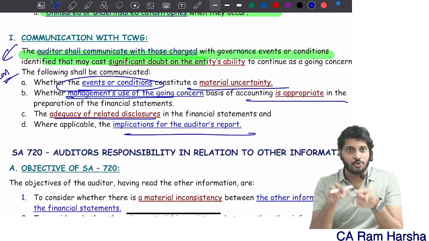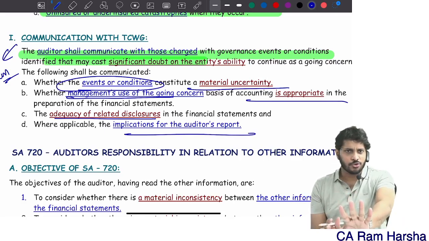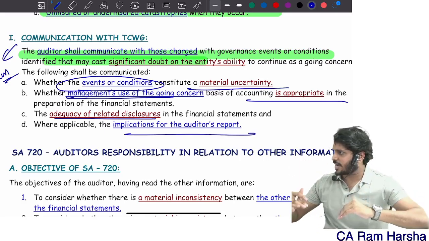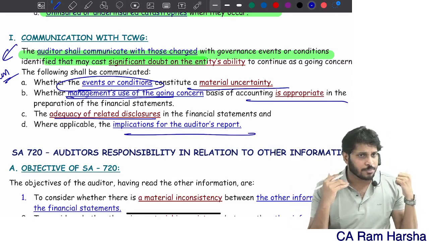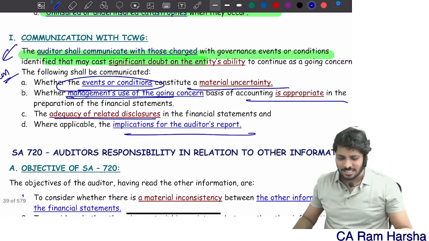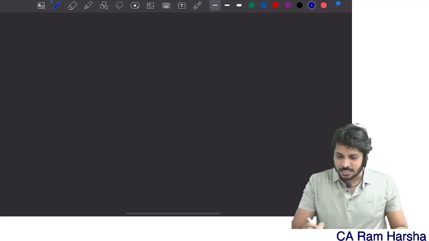You didn't do that, that's why I'm going to do this. If at all management replies, no, don't do that, we will revise the financial statement disclosure so that it's true and fair, then which opinion will you give? Unqualified opinion. Are you clear? That's it. 570 is over. Next.